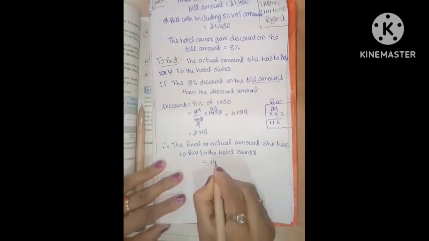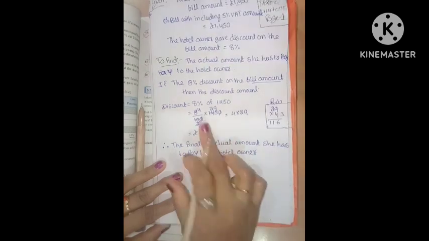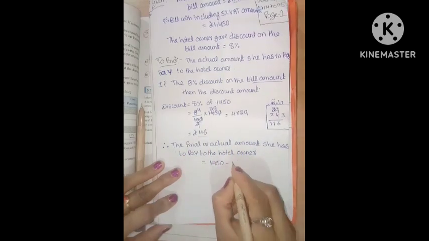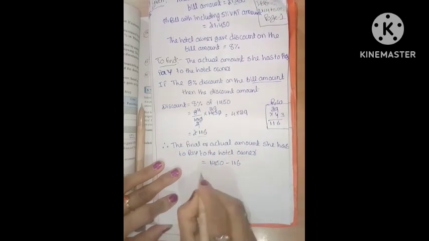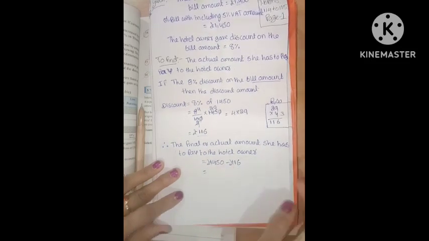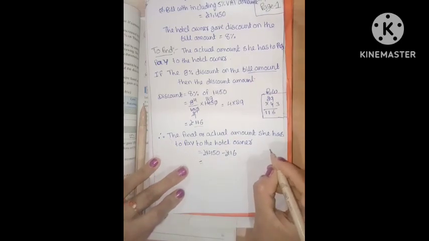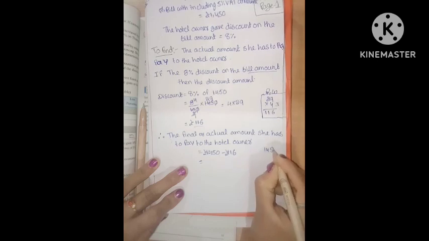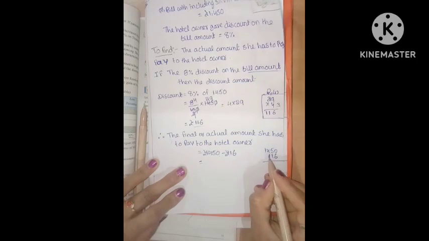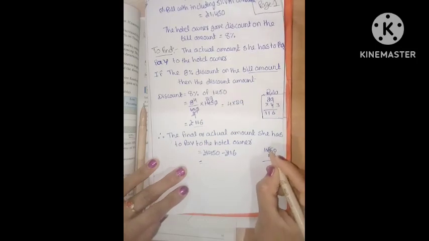Yes, the bill amount. What's the bill amount? 1450 minus the 8% discount on the bill amount. The discount amount is 116. So subtracting these two terms, how much amount does she have to pay to the hotel owner? We will get it all. 1450 minus 116.